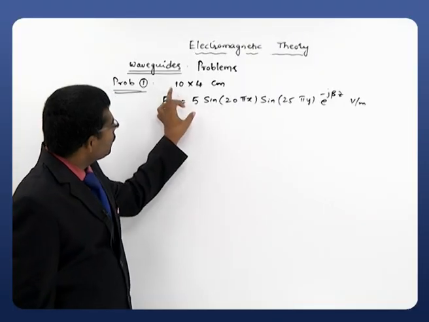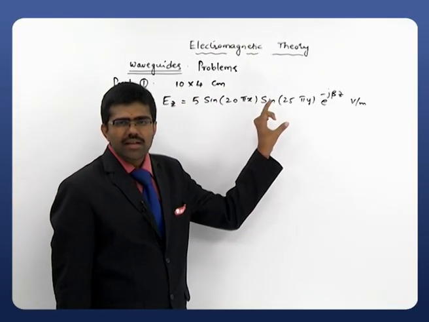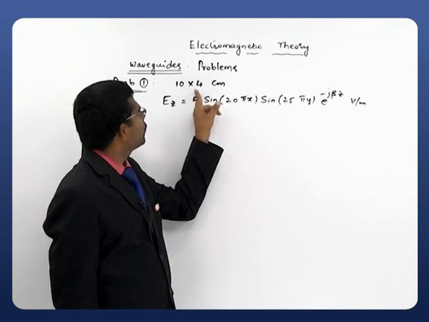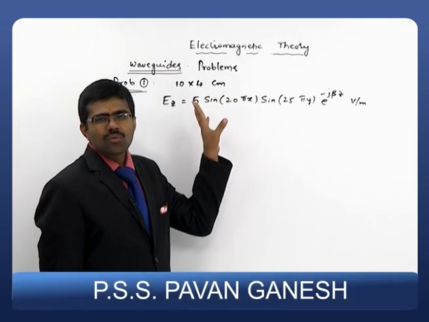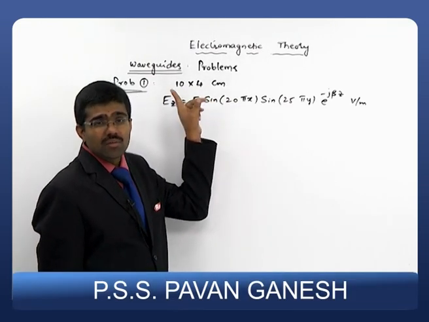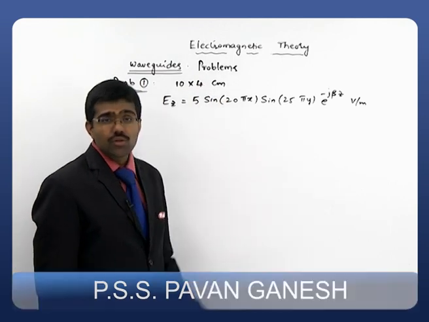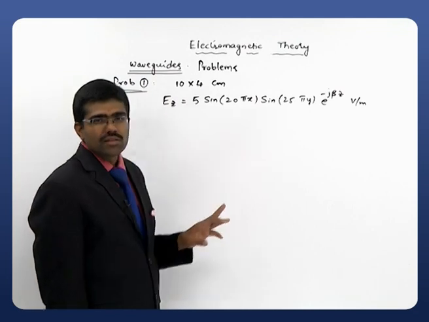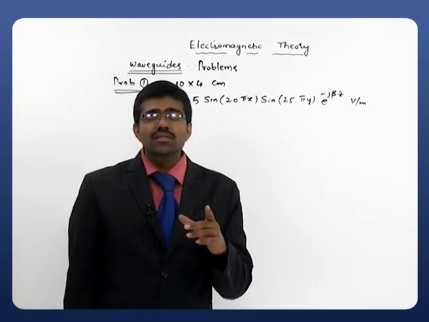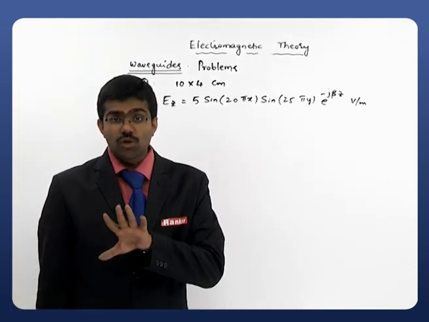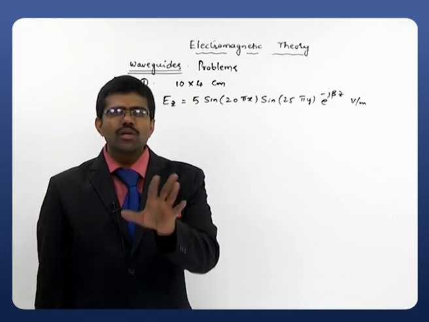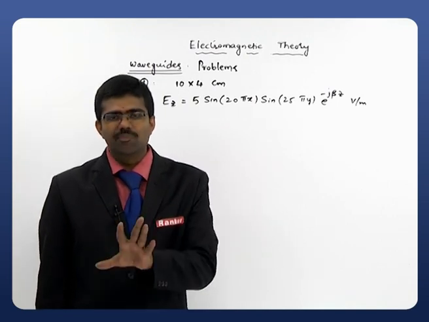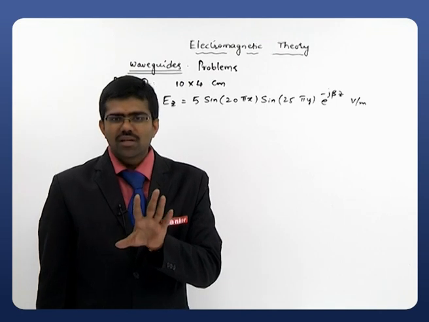Just to observe the type of waveguide given to us, it's a rectangular waveguide with dimensions 10 by 4 cm. The broader dimension is 10 cm, the narrower dimension is 4 cm. So a = 10, b = 4, remember that. And Ez is given to us. Recollect, if Ez is given to us, clearly it is a TM wave. It is not a TE wave. So you can eliminate the two options which correspond to TE. The TM options are left for us.